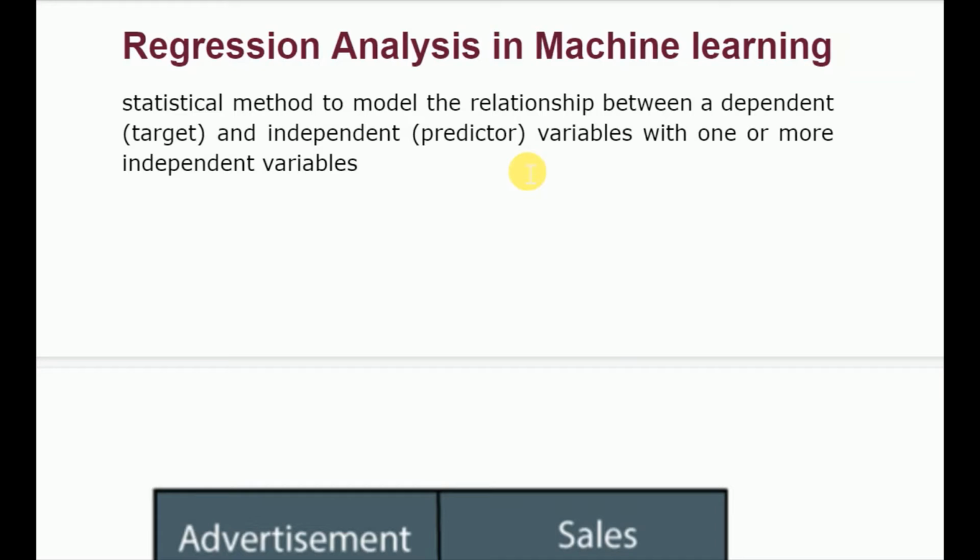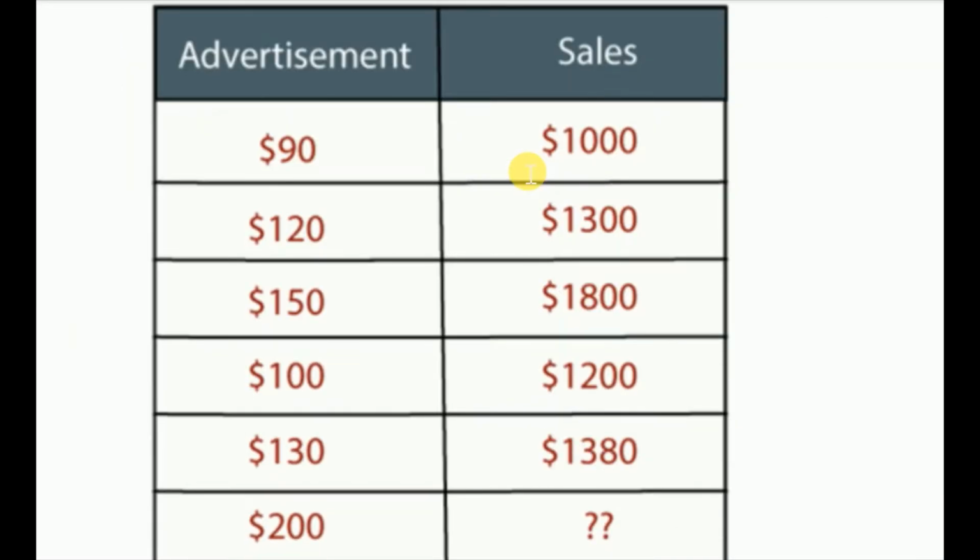Let us understand this with an example. Consider there is a company X, and to advertise the company it costs about $90 and the respective sales are $1,000. If the advertisement cost is $120, the respective sales are $1,300. If $150, the respective sales are $1,800, and so on. And if I ask you what the sales will be if the advertisement cost is around $200, to find such predictions, we use regression analysis.